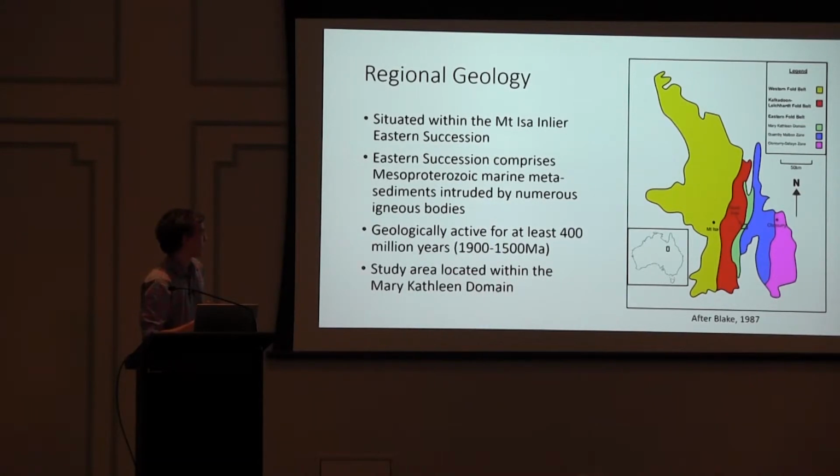So I'll brush over this quite quickly. Regional geology: that's the exposed Mount Isa Inlier. My field zone is the Mary Kathleen Domain, the north-south extending green domain there, and my study area is in that little box.